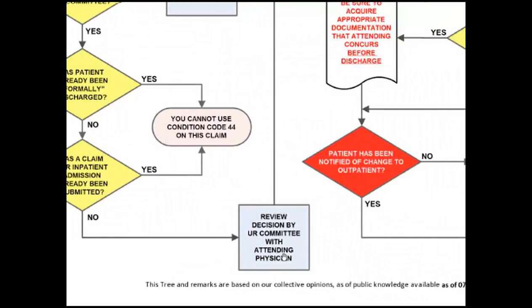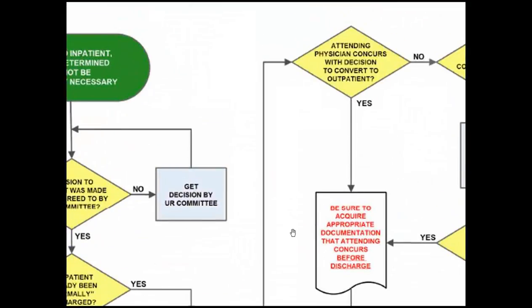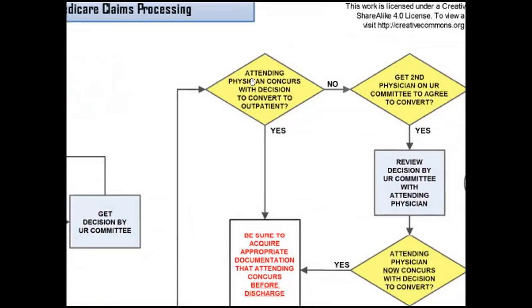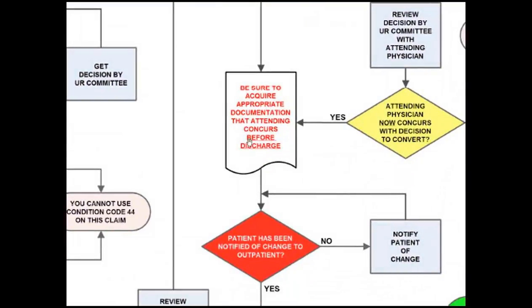Now, what has to happen is the UR committee has to review this decision that they want to change it with the attending, the physician on record, okay? There's a result from that. When you talk to the physician, did the physician concur with the decision to convert to outpatient? If they did, then you go straight down here. You want to make sure that you acquire all the documentation about the UR committee and the attending's concurrence, and you want to make sure that gets in the record before the discharge. And we'll see what happens after that in just a minute.